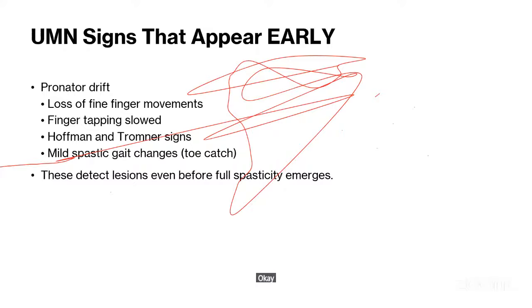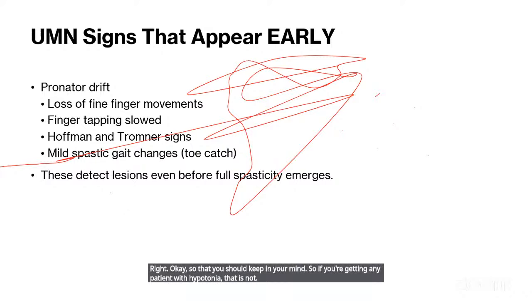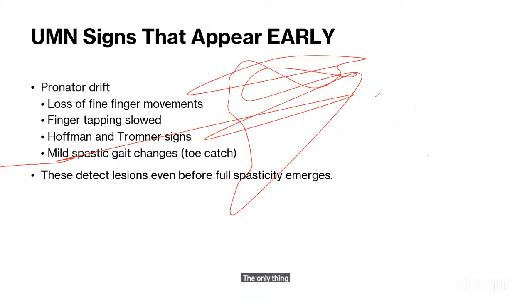Similarly, a decreased tone cannot rule out a UMN lesion. Why? Even in spinal shock, there will be a hypotonia. Even in cerebellar lesions, there can be a hypotonia. Initially, they may not develop the increased tone immediately. So you should keep that in your mind. If you're getting any patient with hypotonia, that is not the only thing that says this is an LMN lesion. So you have to tell it in context.